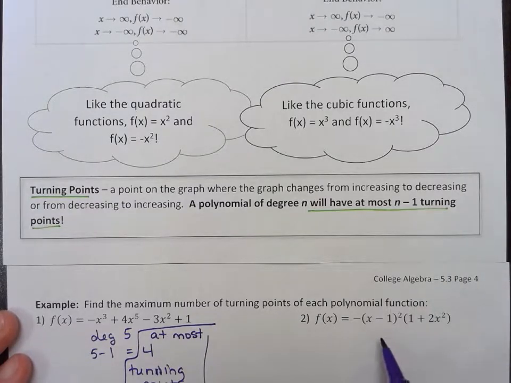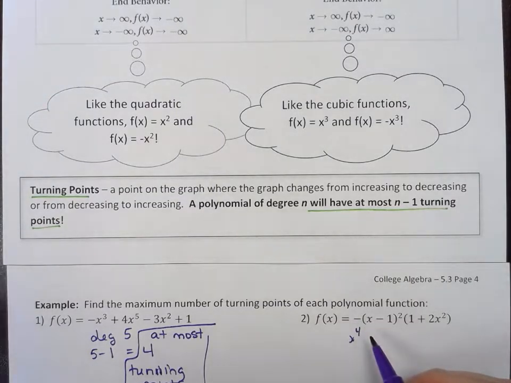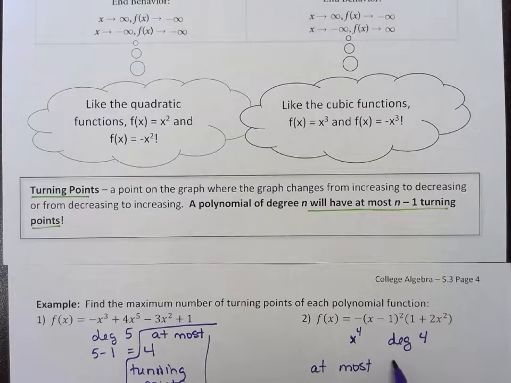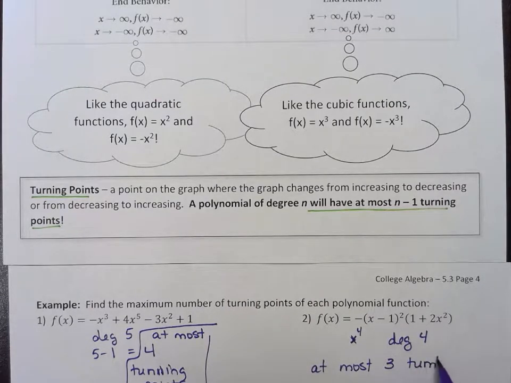How about this one? If you were to multiply all this out, what would the degree of this polynomial be? Well, this one would give you x squared and some stuff. This one already has an x squared. Then you have to multiply this x squared times this x squared, which would end up giving you an x to the 4th term, right? It does have a negative leading coefficient, but right now we don't have to worry so much about that. This is an x to the 4th, so a 4th degree polynomial, which means it will have at most 4 minus 1 or 3 turning points.